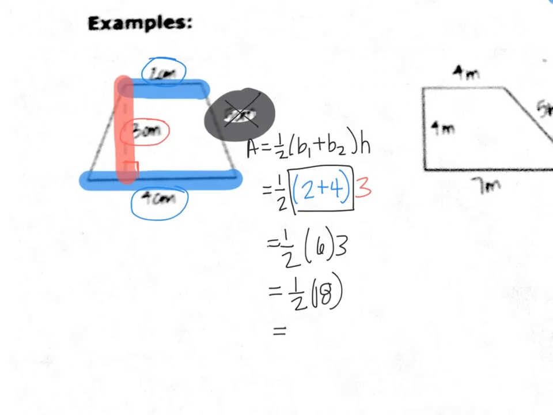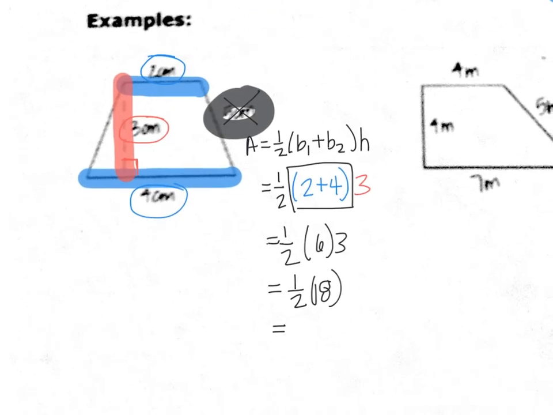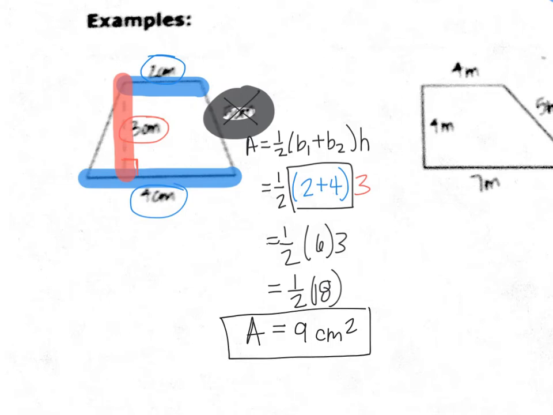So when I have half of 18, what do I have? I have 9. So then I need to look at this. This is centimeters, and it will be a square unit because it is an area, and then I'm going to box my answer.